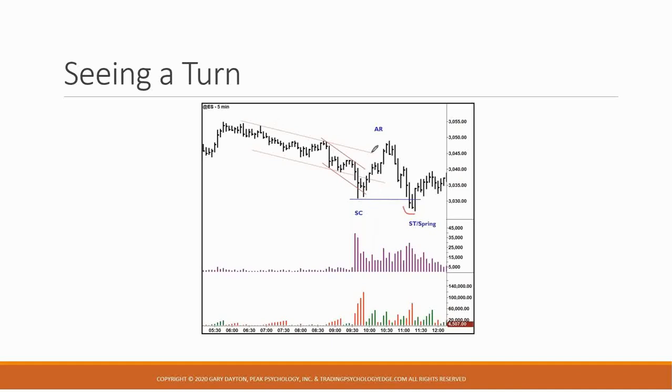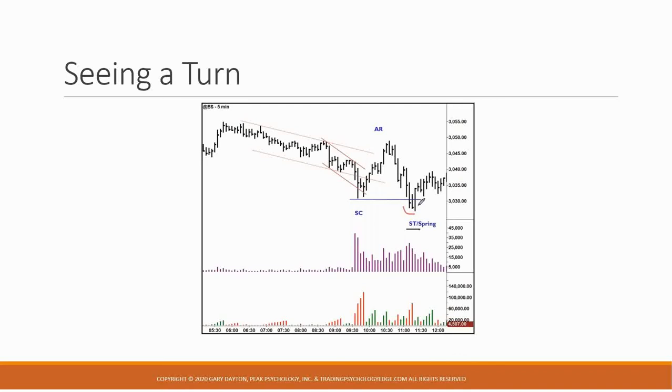All right, and the market rallies up. It comes up to this point here. In Wyckoff lexicon, this would be the automatic rally after a selling climax. And then we come back down and we retest the low. We get a secondary test. That's what the ST stands for. Wyckoff called these secondary tests. And then this is also a spring in here, right?